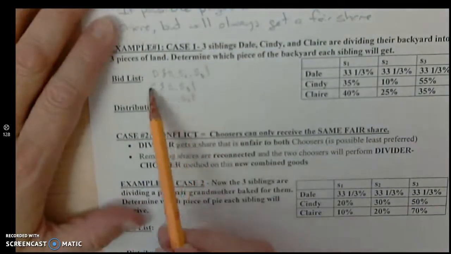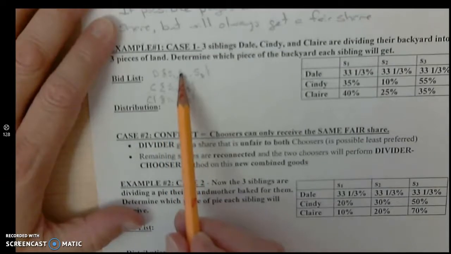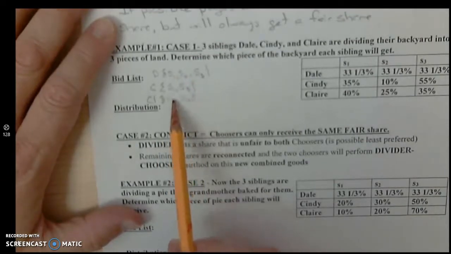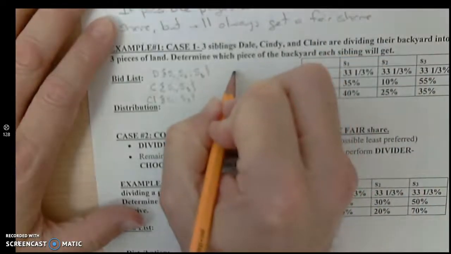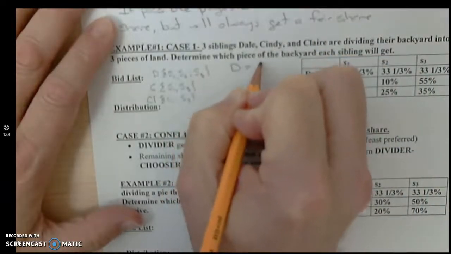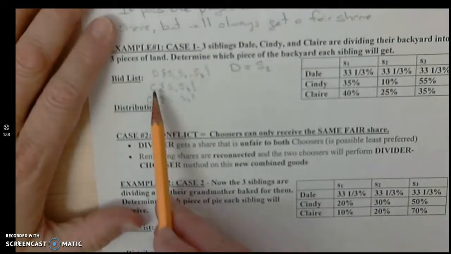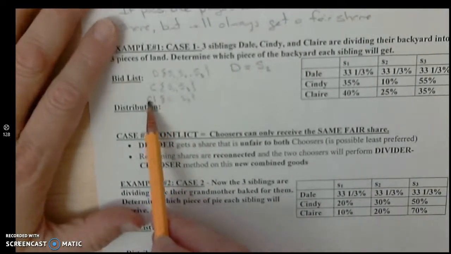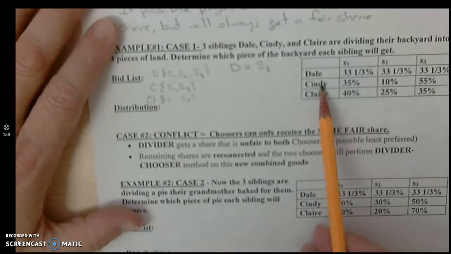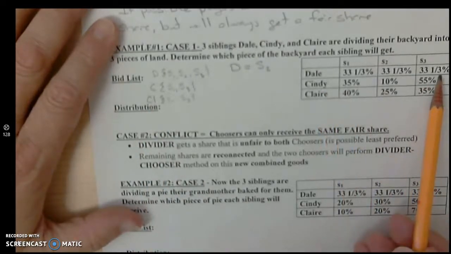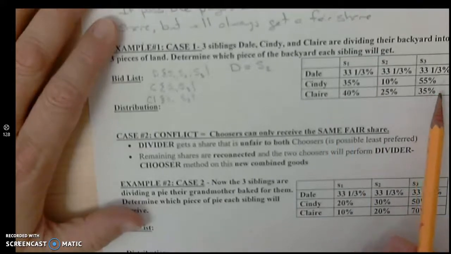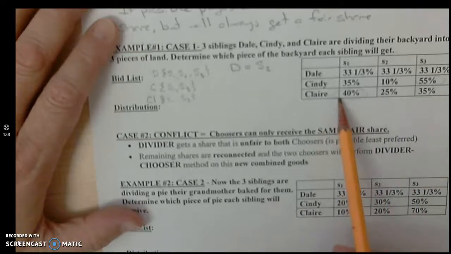well, nobody outside of Dell gave any value for the second plot of land. So we can go ahead and say Dell should get plot 2. All right, so now we're down between Claire and Cindy. And if you notice, Cindy gave more value to plot 3. And in terms of all the plots, Claire gave more value to plot 1.